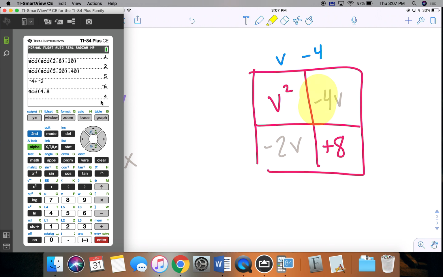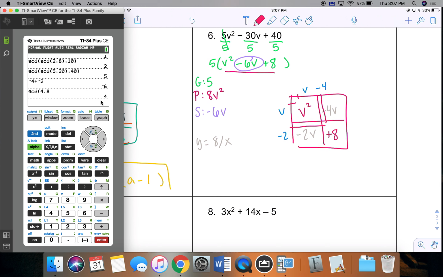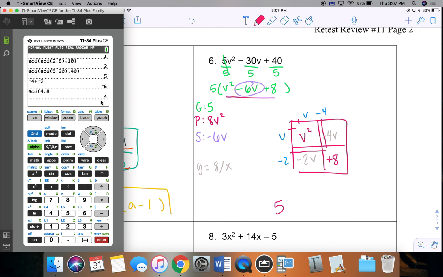Remember yourself that the signs come from the inside number. So whatever the inside sign is what your outside sign will be. V squared and negative 4 share a v. Negative 2v and 8 share a negative 4. If I do my very quick check, v and v is v squared. Negative 2 times negative 4 is 8. So my full answer is that GCF I took out, factor and factor.